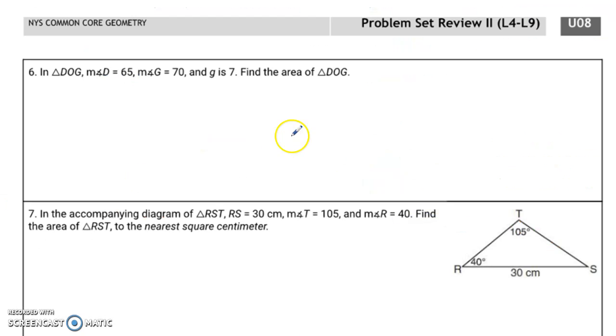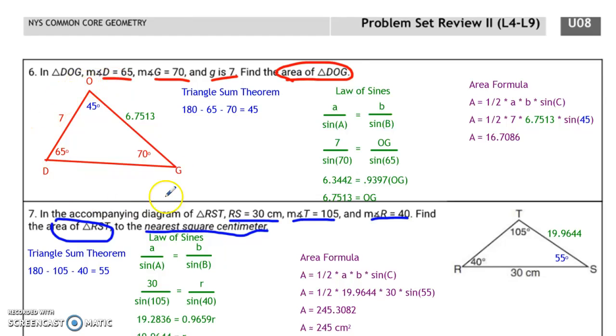All right, last page of the last problem set. We're almost there. Do this, check your work as soon as you're done. For this problem, you needed a diagram. We drew the diagram, DOG, that's dog. We found out the angle using triangle sum theorem. We used the law of sines to find the missing side, and then used the area formula.